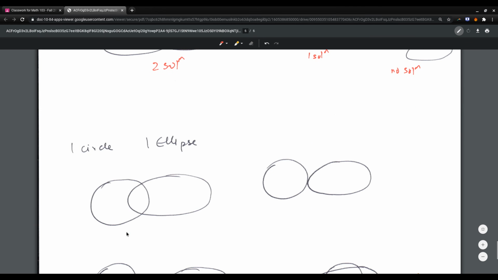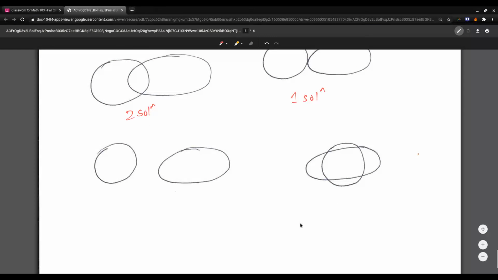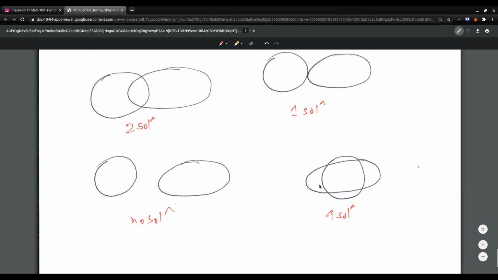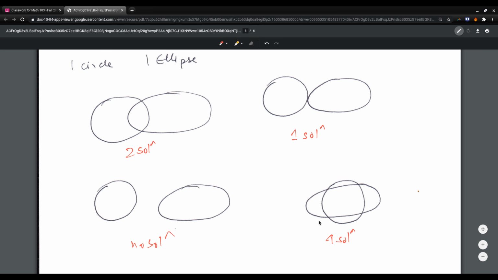A circle and an ellipse is interesting because you can have two solutions, you can have one solution, you can have no solution, but then you have this additional case, which is 4 solutions, which is the one we saw in our example. Okay, that's the end of this topic for solving nonlinear equations.